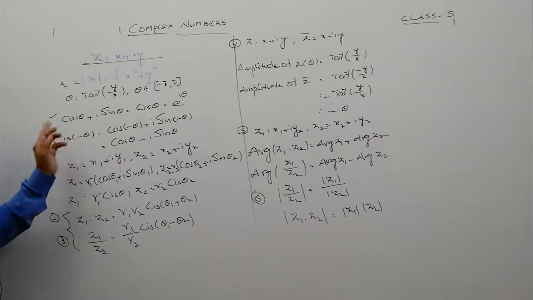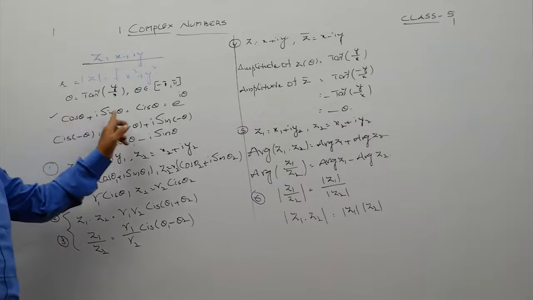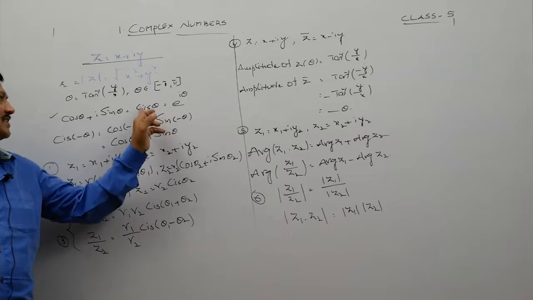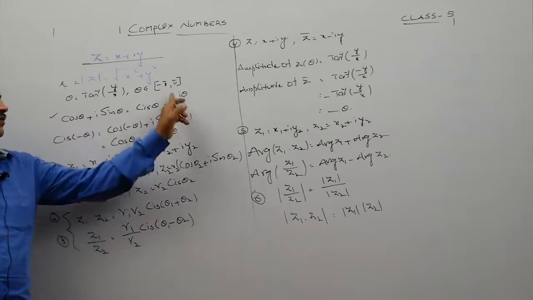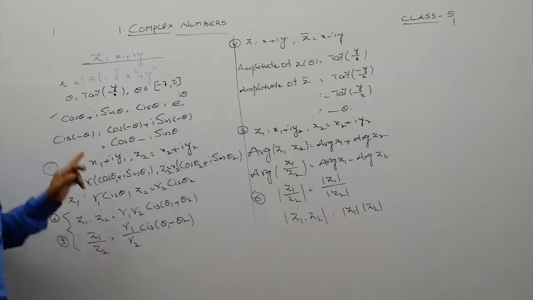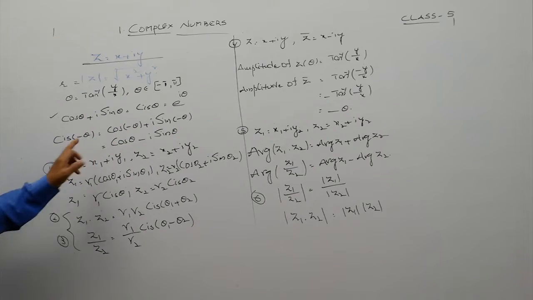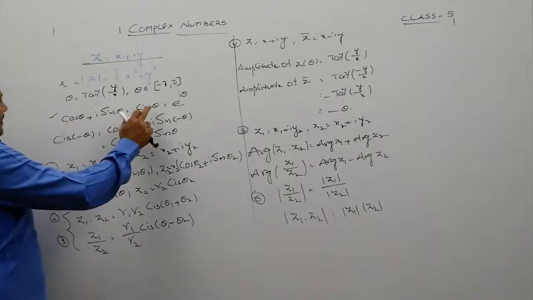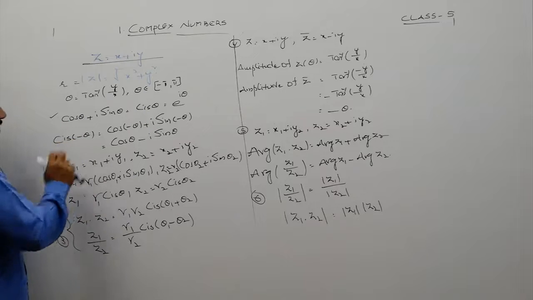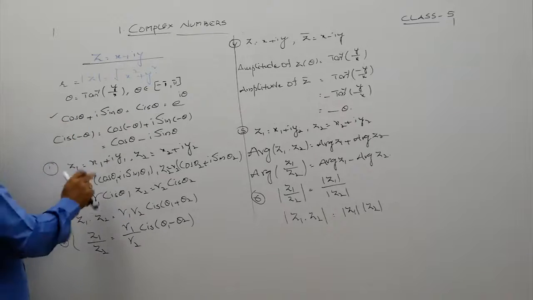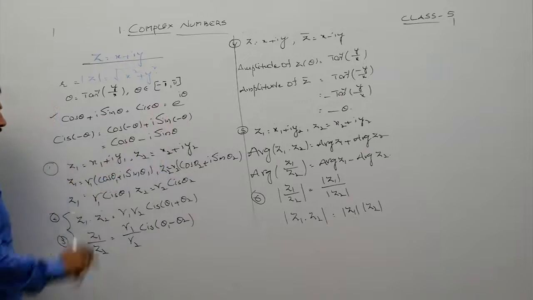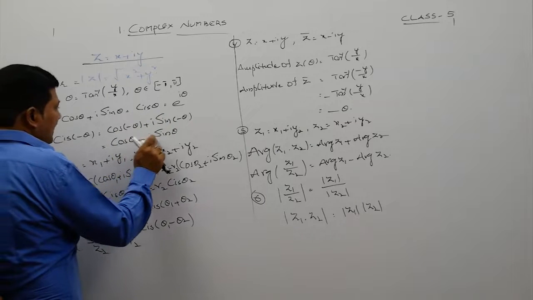And here most importantly, cos theta plus i sin theta is simply written as cis theta. So cos theta plus i sin theta is equal to e power i theta, which is called Euler's formula. As a case, cis of minus theta. So here theta is replaced with minus theta. Cis of minus theta is equal to, according to this, cos of minus theta plus i into sin of minus theta. That is equal to cos theta minus i sin theta.